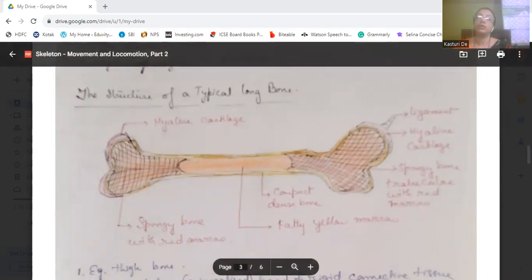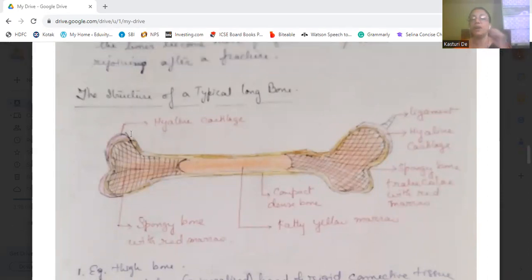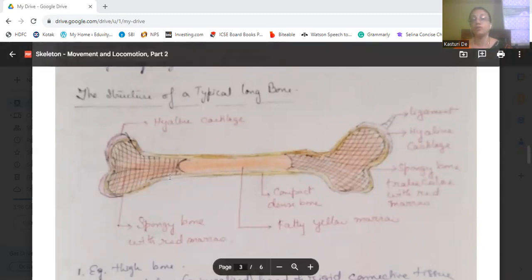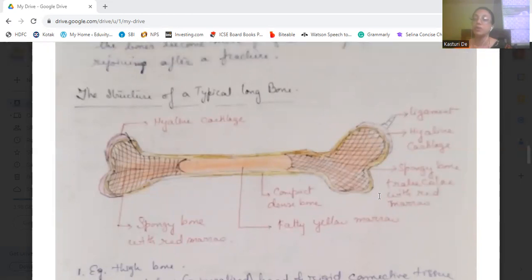Now, where the heads are, there is hyaline cartilage on both sides. Here also hyaline cartilage is present, where the bones get attached to the girdle or to the other bones. The bones get attached by ligaments.